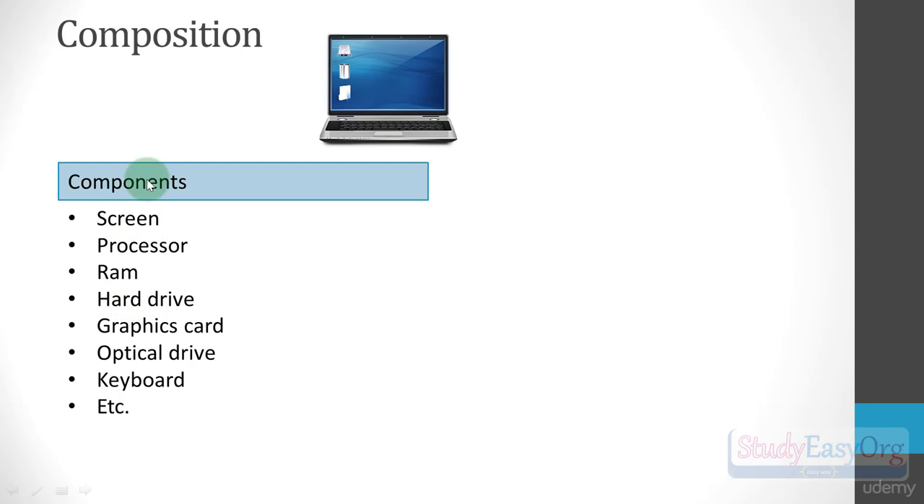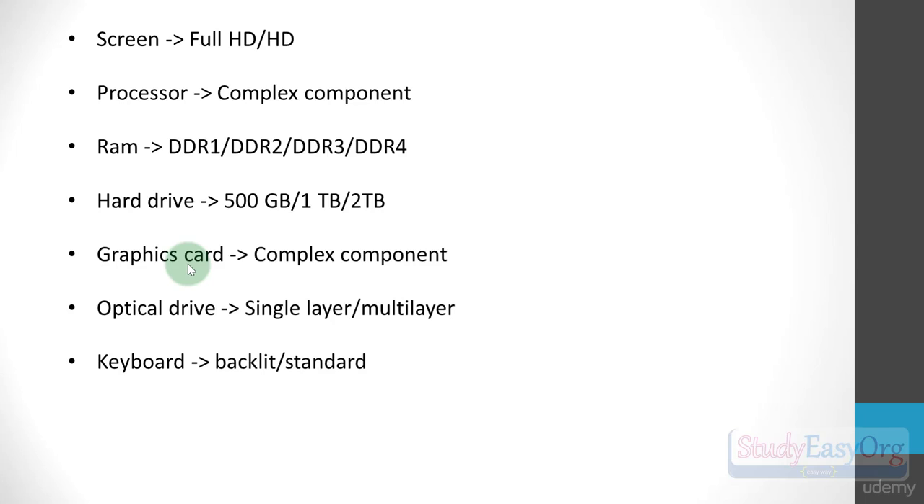Now friends, these components are simple in a few cases, and could be complex in a few cases. Let me show you the next slide. Now here is the list of components. Screen, RAM, hard drive, optical drive and keyboard are simple components, and we can easily use a property or a variable in order to denote these components. The value of screen could be full HD or HD. We can easily make use of a string in order to store this information. Likewise, the value of RAM could be DDR1, DDR2, DDR3 or DDR4. Likewise, hard drive, optical drive and keyboard can be denoted by a variable.